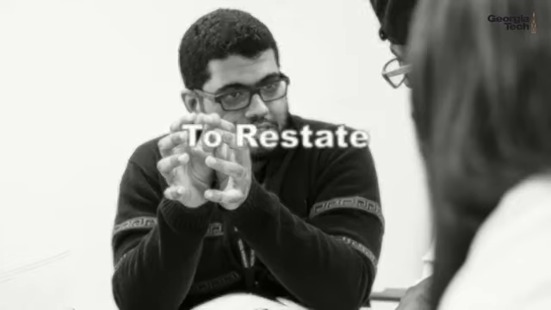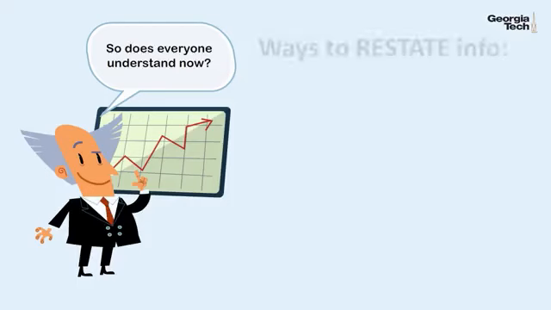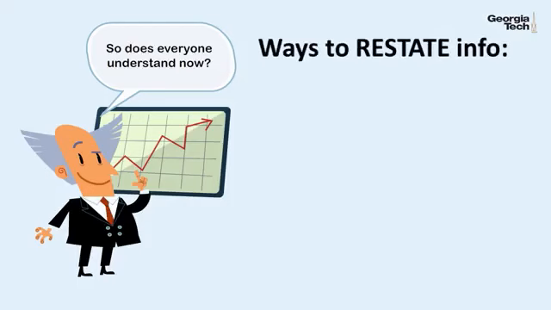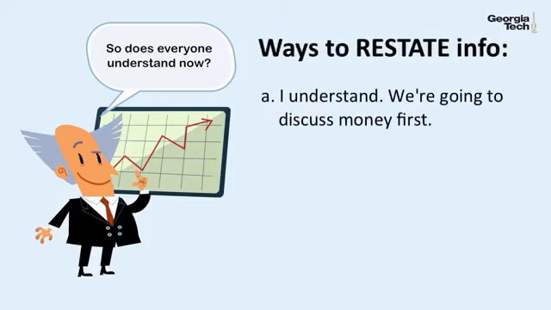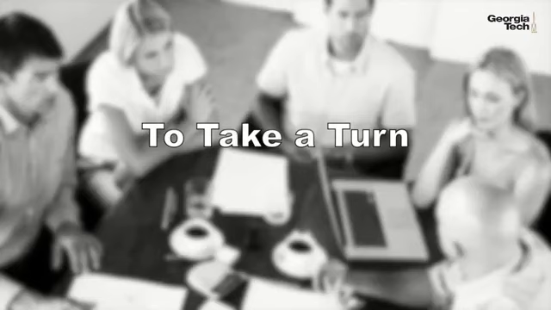Let's look at how we can restate what we've heard. Restating is a great way to confirm that everyone in the discussion understands. You can use these types of expressions. I understand. We're going to discuss money first. I see. Our first step is to look at how much money we have and how much money we can spend. In every group discussion, you not only want to listen to the other speaker, but you also want to make your own contributions. Let's listen to ways you can let others know that you have something to say.